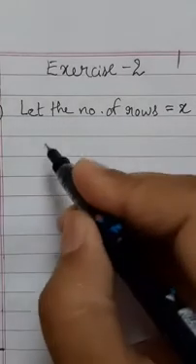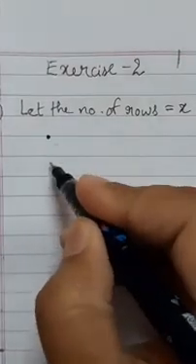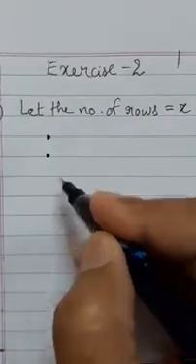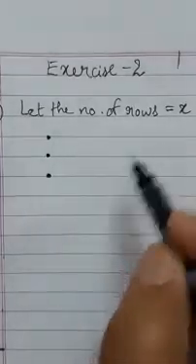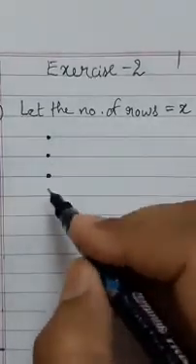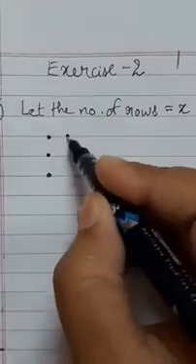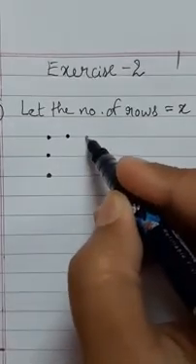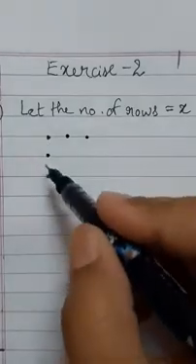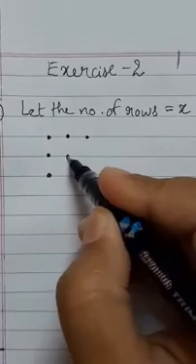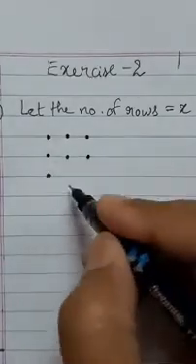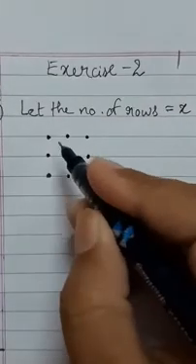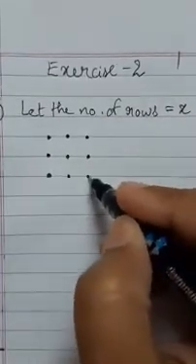For example, we have 3 rows, 1, 2, and 3. According to them, the number of chairs in each row will be equal to the number of rows. That means if this is the first row, we have 3 chairs in it. Why 3 chairs? Because the number of rows is 3. This is just an example. Similarly, in the second row also, the number of chairs will be equal to the number of rows, that is 3. And in the third row, the number of chairs will be equal to the number of rows.